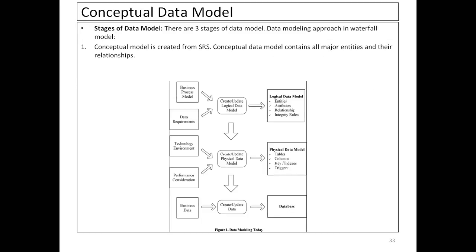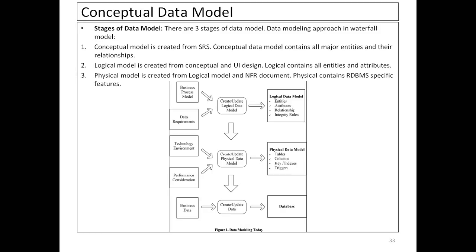Stages of a data model. There are three stages of a data model in a data modeling approach. Conceptual model, which is created from SRS. So over here in this particular diagram, one can see what are the inputs and what are the outputs of a particular modeling exercise, except for the conceptual model because it requires an SRS to be created, and the conceptual model will contain all the major entities and their relationships.